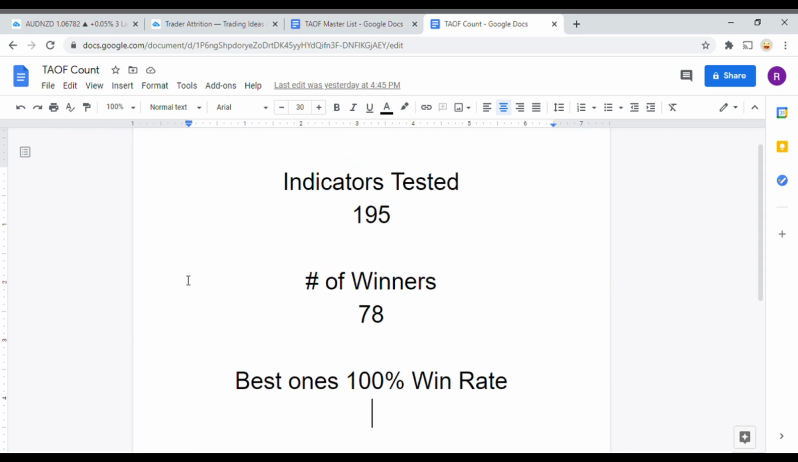So to date, we have tested 195 indicators. And out of those 195 indicators, 78 of them have been winners, which means that they have met or exceeded the 60% win-loss ratio threshold that we have set for them. The best ones so far were able to achieve a 100% win rate.